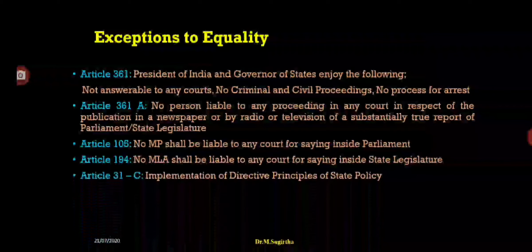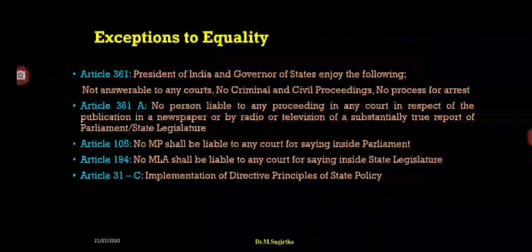Article 31C is an exception to Article 14. The Supreme Court held that where Article 31C comes in, Article 14 goes out. Article 31C was incorporated by the 25th Amendment to the Indian Constitution in 1971 with the intention to create a socialistic pattern of society, and it was the brainchild of Mrs. Indira Gandhi, the then Prime Minister of India.